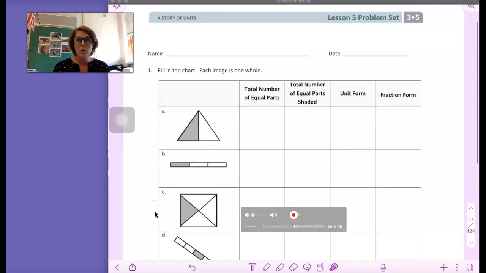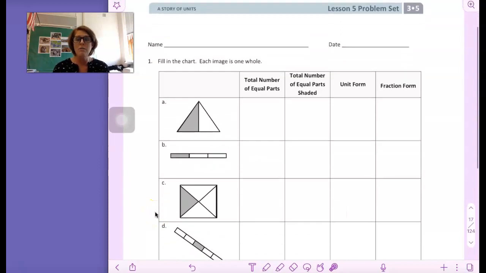Hi there, everyone. We are continuing Module 5. We are on Lesson 5 problem set, and we're continuing to talk about unit fractions, fractional parts, and writing these fractional parts, equal parts, in fraction form. Okay, so we are going to get started with Lesson 5 problem set.